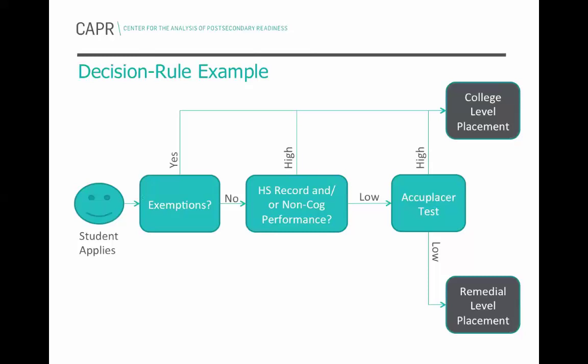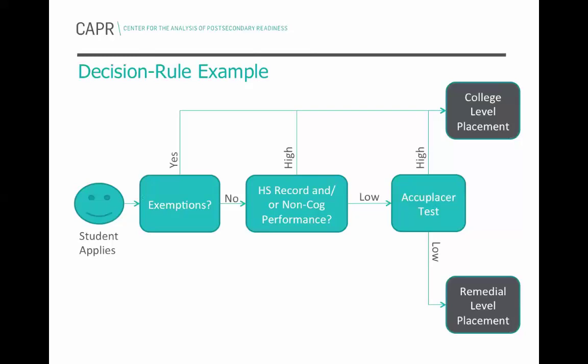If not, maybe the high school record is looked at first. This is just one example. If a student has a GPA, let's say below a 2.5, they would take the AccuPlacer test and then be placed accordingly. It could be the other way around.